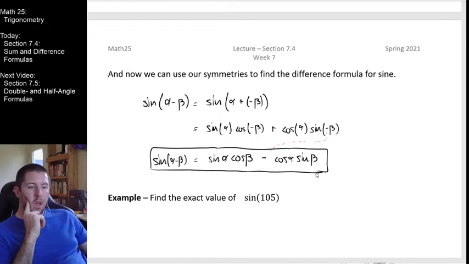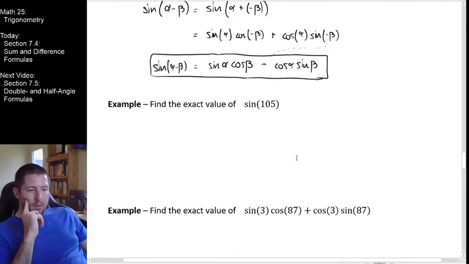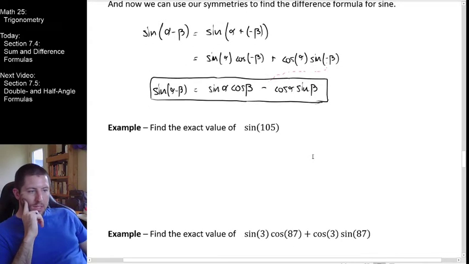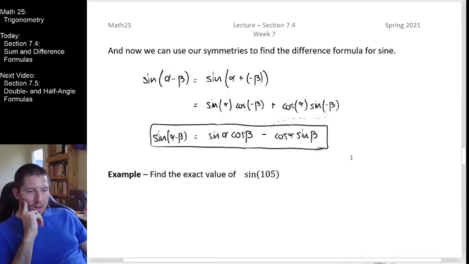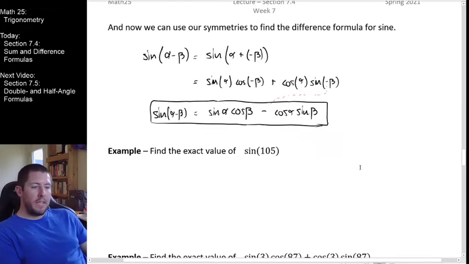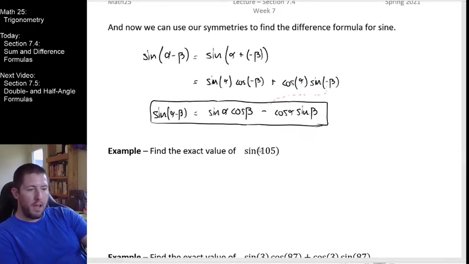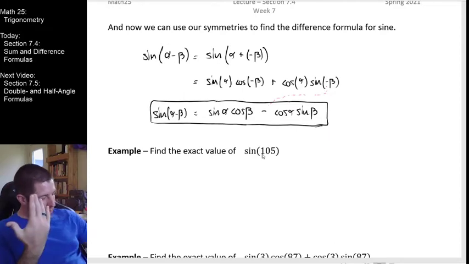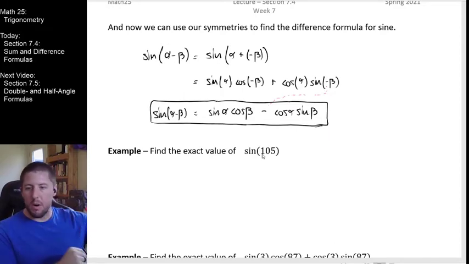All right. So let's look at a couple examples right here. I'm going to do sort of some forwards in and some backwards in right here. Let's find the exact value of sine of 105 degrees. I'm thinking to myself, I don't directly know sine of 105, but I'm asking myself, does 105 degrees represent the sum or difference of two angles that I am comfortable with?